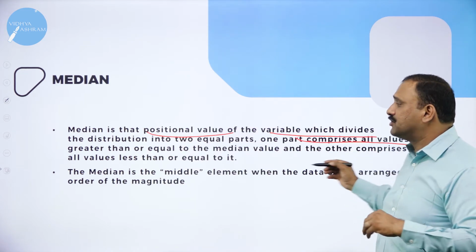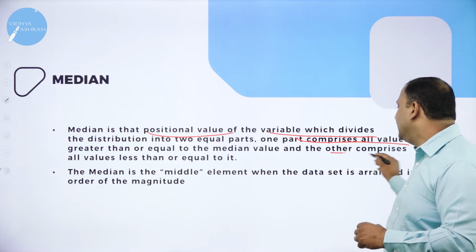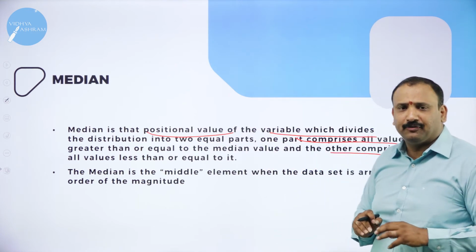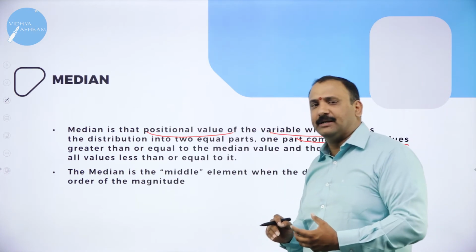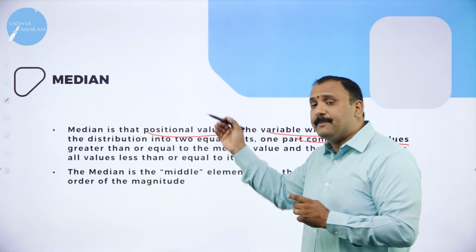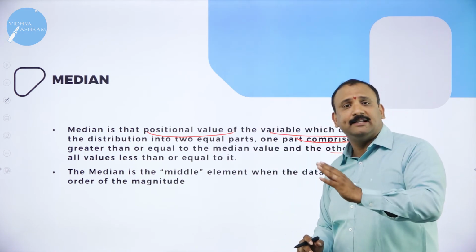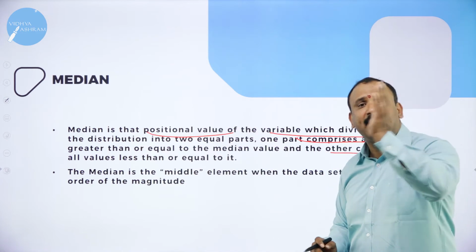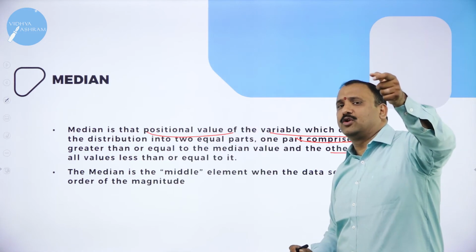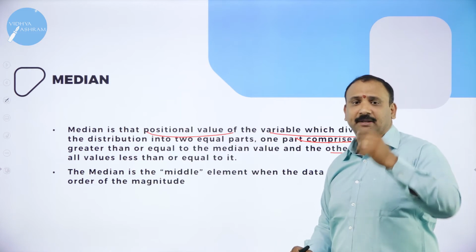One part comprises all values greater than or equal to the median value, and the other part comprises values less than or equal to it. So at some point, let's say you have 10 variables and you are asked to find the mid value, the middle factor altogether, the median comes into the picture. Median is a very important factor which will divide the series into a greater half and a lesser half, or it will be equal to it. Using that only, we are going to find out the positional value of data for any given series that has been presented to you.